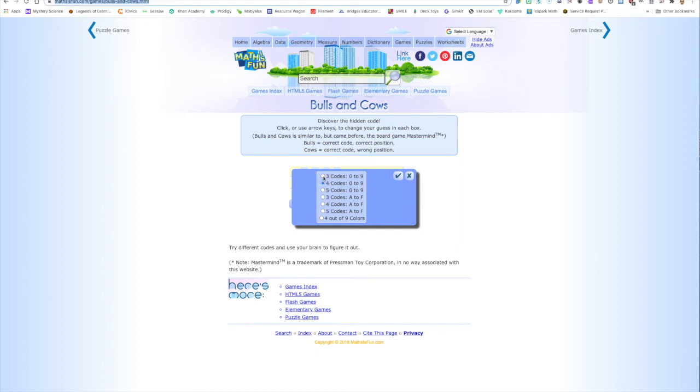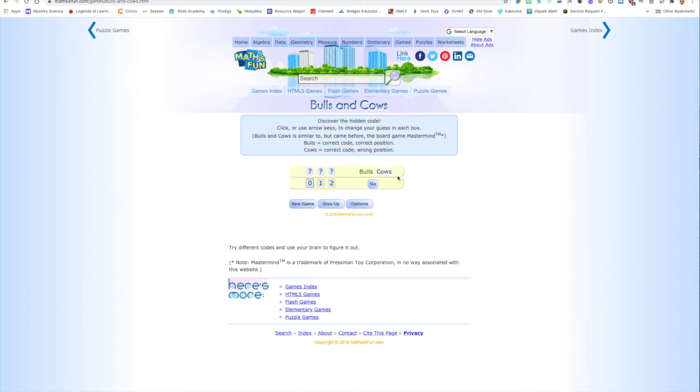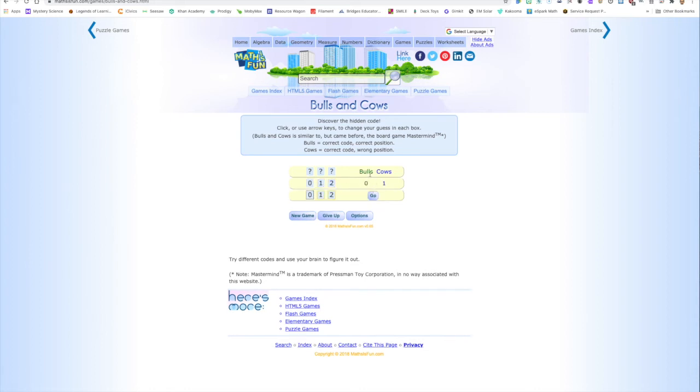So the easy thing would be to just start using 3 codes, and I would do numbers, I wouldn't do letters. I would just do 3 codes, 0 through 9. So you have 3 codes and you have to put in the numbers 0 through 9, and you can only use each number once. So if I have 0, 1, 2, I click go. I have 0 bulls but 1 cow. So that means one of these numbers is correct, it's just in the wrong position.